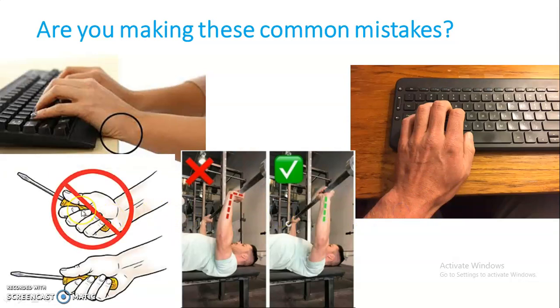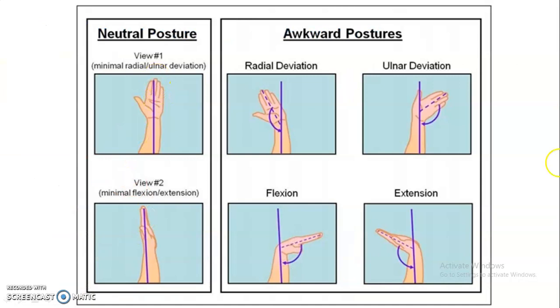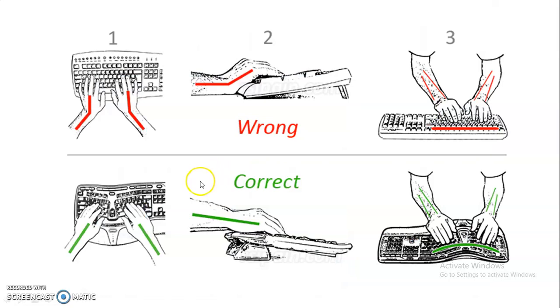Again, if you are doing something like screwing with a screwdriver, this is not the right posture of the wrist. This has to be right because this is the neutral posture. Just see, this is the neutral line. The wrist has to be straight, in line. These are awkward postures, and again awkward postures. You see this in your day-to-day activities involving any kind of wrist work.